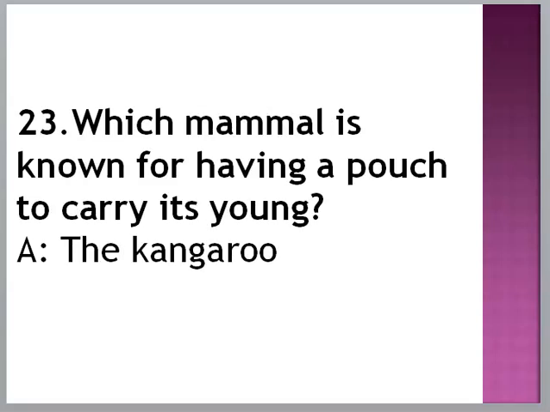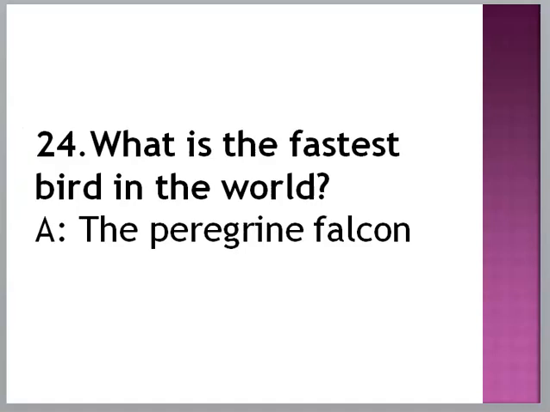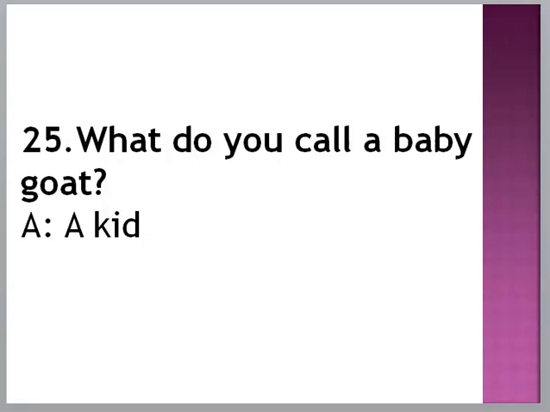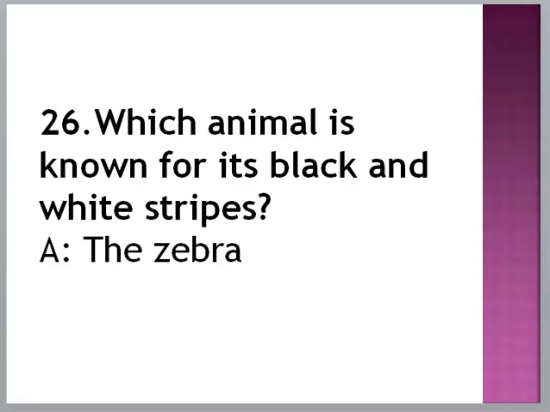Question number 23. Which mammal is known for having a pouch to carry its young? Answer: the kangaroo. Question number 24. What is the fastest bird in the world? Answer: the peregrine falcon. Question number 25. What do you call a baby goat? Answer: a kid.